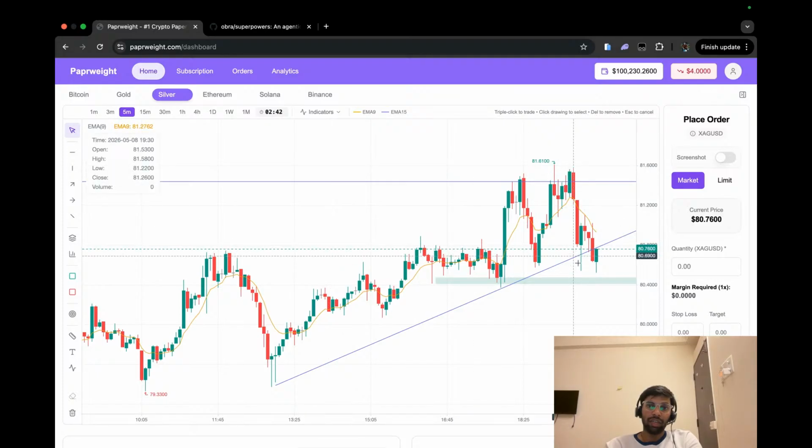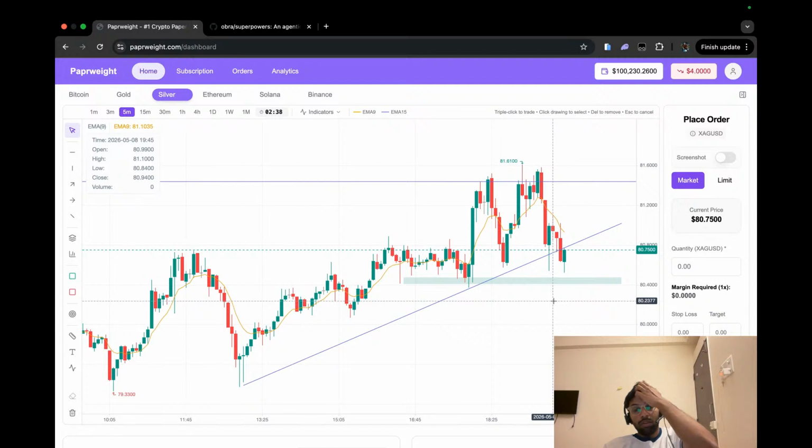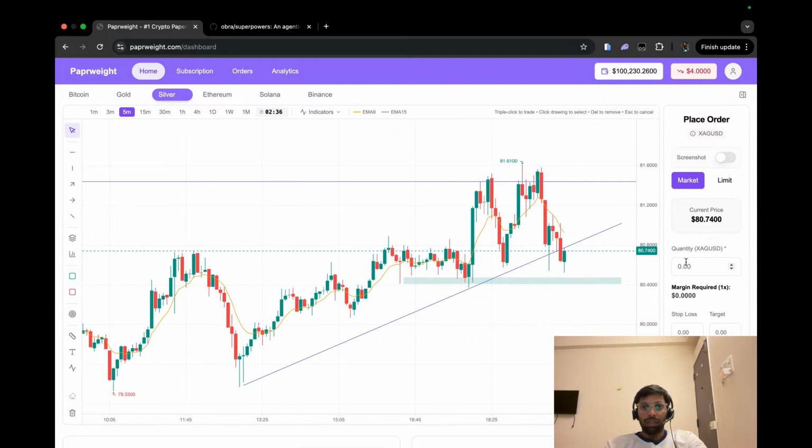This is the buying area, guys. See, now it is taking support again from this buying zone. So this is quite unusual for me. So what are you trying to do, man?